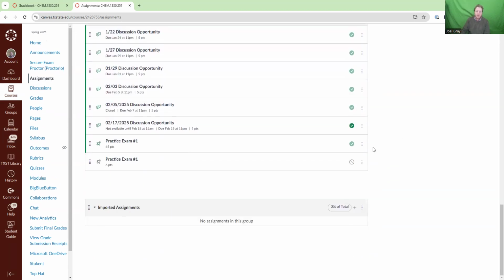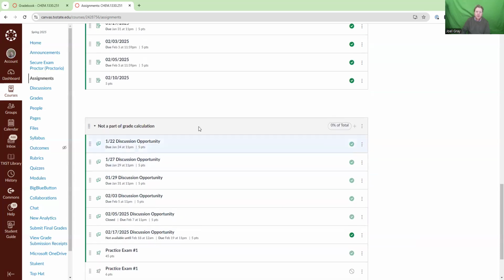And then last but not least, I've got this unnecessary category that I'm going to go ahead and delete right now, and that is imported assignments. Don't need to worry about that. That's gone. But this last one is not a part of the grade calculation. This is worth 0% of your grade. Anything that is not a part of your grade calculation is going to be put into this category.